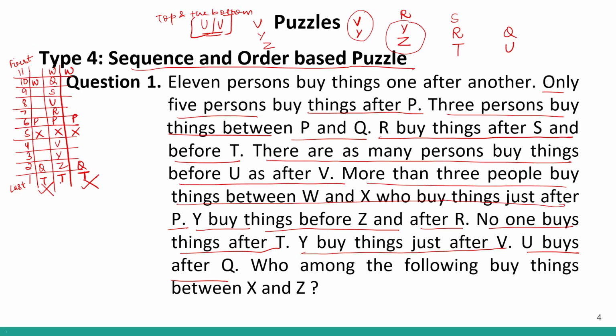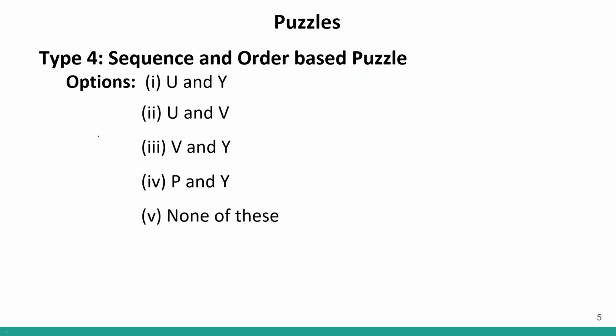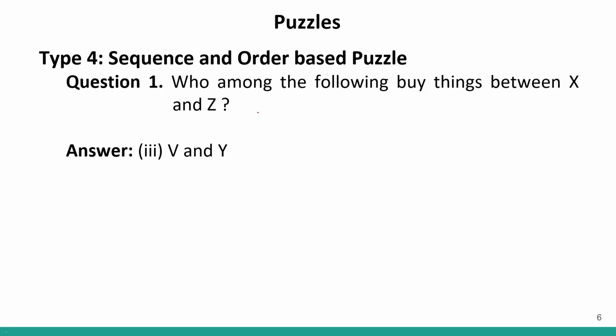So this will be the final arrangement. Now let us look at the question. The question asks who among the following buys things between X and Z. Between X and Z, we have V and Y. So let us look at the options. We have V and Y in option number 3. Therefore, this will be the correct answer.